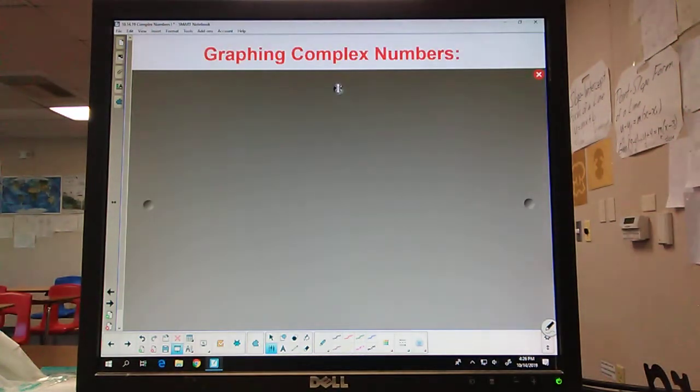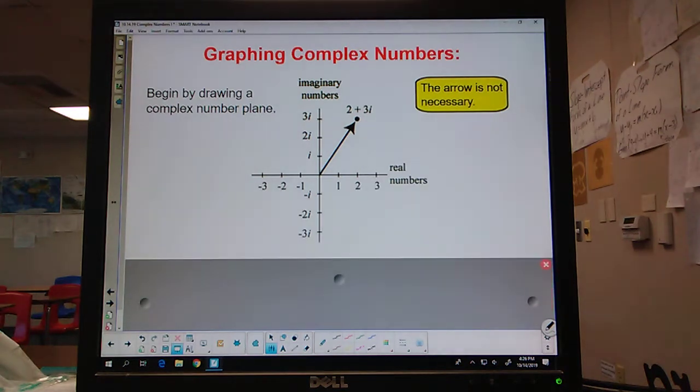All right, now graphing complex numbers, this is the complex number plane. It's like a coordinate plane, but it's got complex numbers to graph. Notice the real numbers are on the x-axis. The imaginary numbers are on the y-axis. So if you want to graph 2 plus 3i, you simply go to 2 on the x, you go to 3i on the y, and you put your little dot right there, okay? And that's how you graph 2 plus 3i.